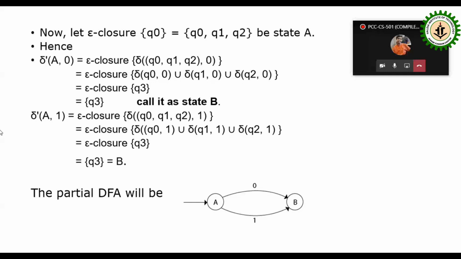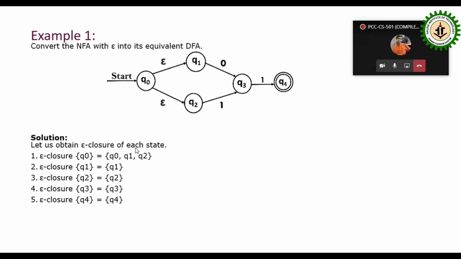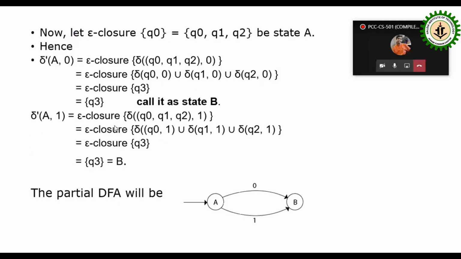Next, from A for 1 input, from Q0, Q1 and Q2, we can reach only Q3. So for 1 input we go to the epsilon closure of Q3, which means Q3, so that should be B, the same as the previous one. Now that is the partial DFA: from A, for 0 input and for 1 input, you are reaching B.